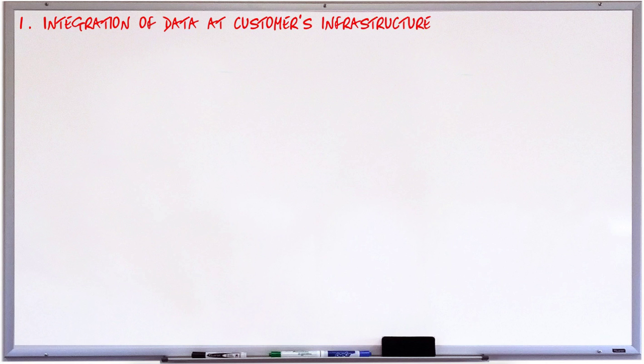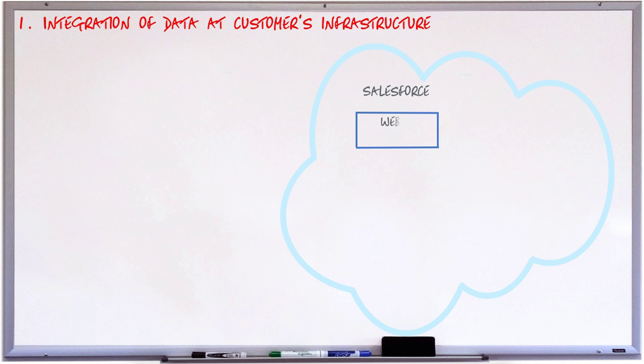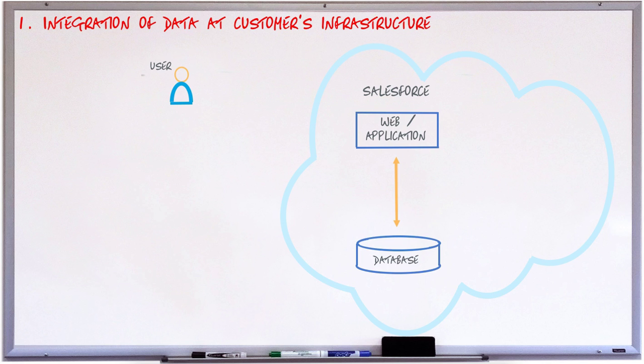There are two types of integration that can address unique security requirements. The first type is integration of data at the customer infrastructure. I will start with a simple drawing of Salesforce without integration solutions. On the right, we have the Salesforce Cloud, which has an application web server and a database server. On the left, we have the user using the computer to access Salesforce.